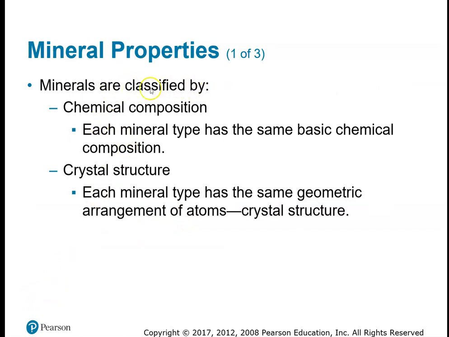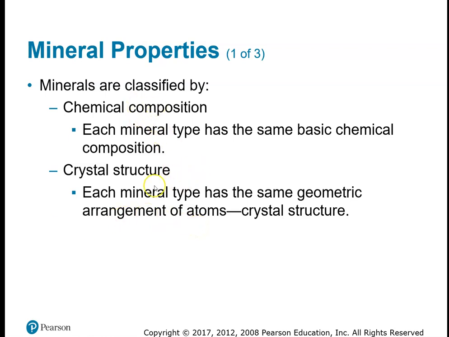So minerals are classified by their chemical composition. Each mineral type has the same basic chemical composition, but there can be little variations. That's fine. And of course, it has to have a crystalline structure. Each mineral has the same geometric arrangement, like cube after cube after cube, or different shapes, tetrahedral. There's one that's like a rhombus, called rhombohedral. The hedral part just means that it's three-dimensional. These are always in three dimensions.